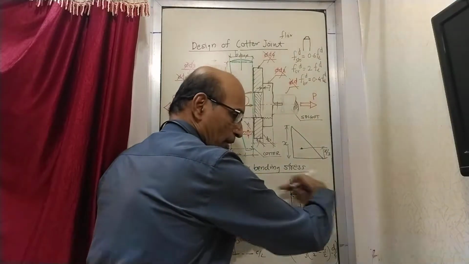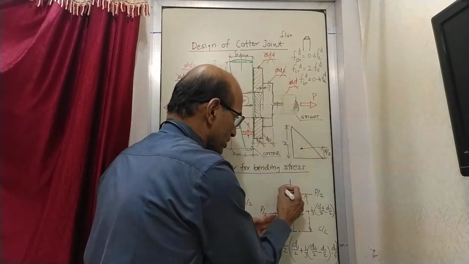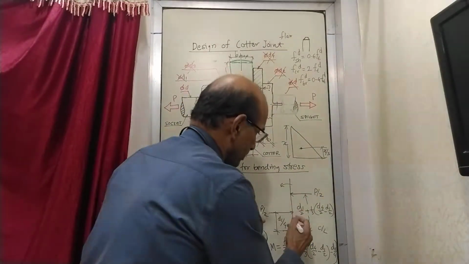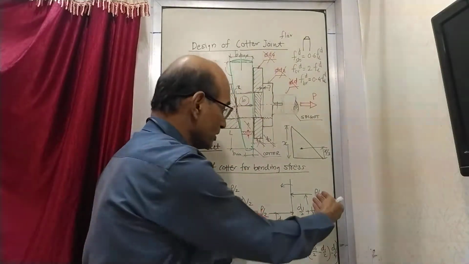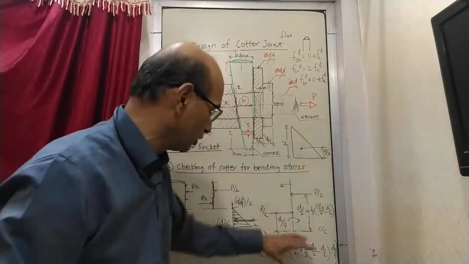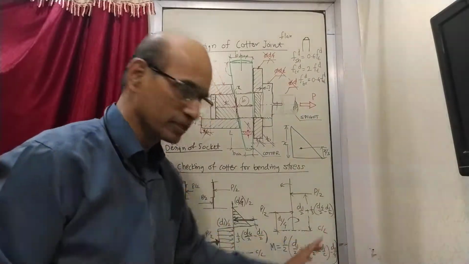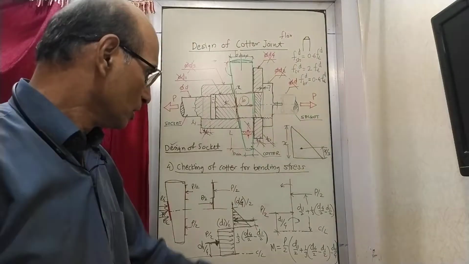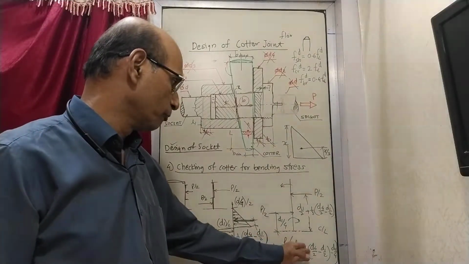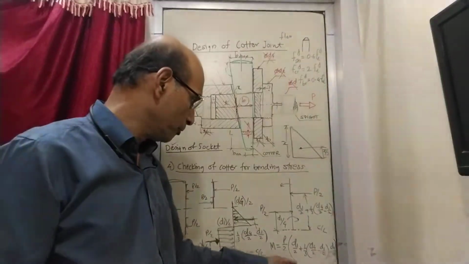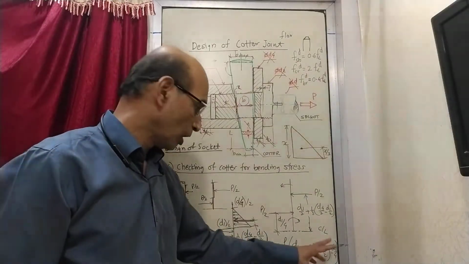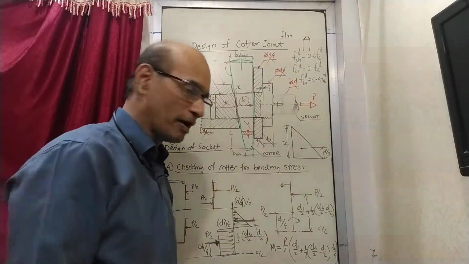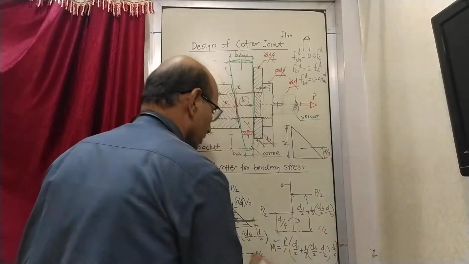Moment created by this will try to bend it this way, and this is going to bend it the other way. So the net moment is this moment minus this moment. So P into this minus P into this. So this is the value of total moment. Okay. So all this P, D1, D4, etc. everything is there. Maybe if you want, you can simplify this also. So after doing that, you are going to get the value of M, because all other things are there with you.